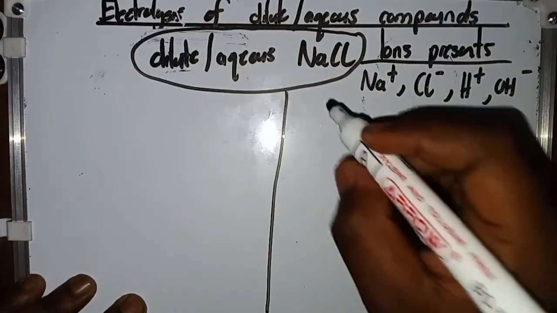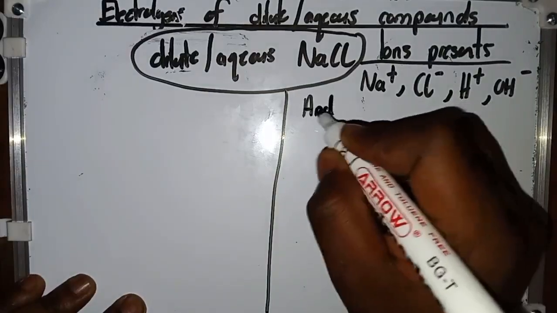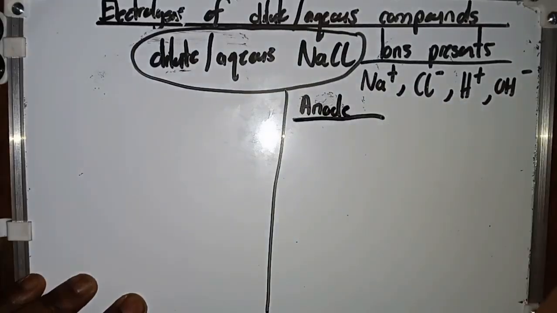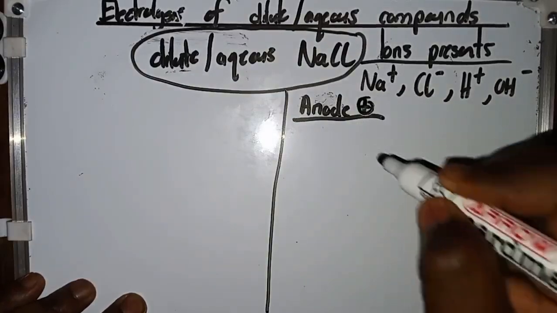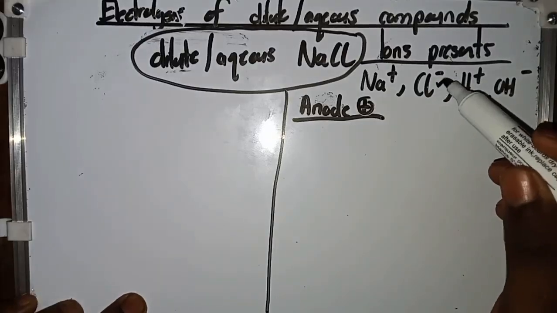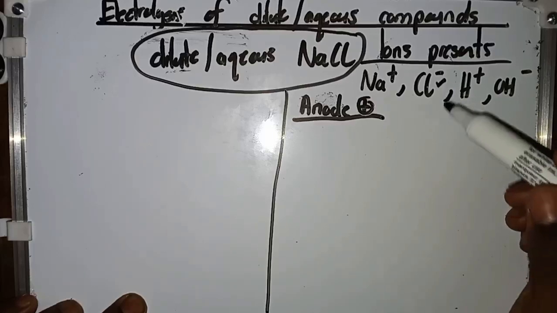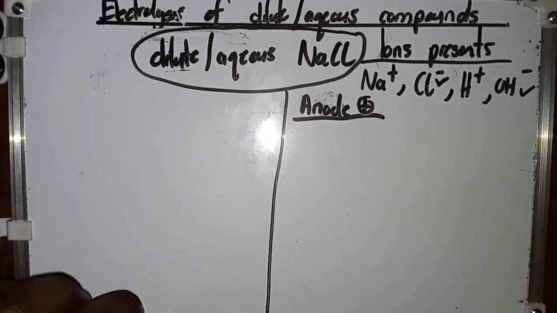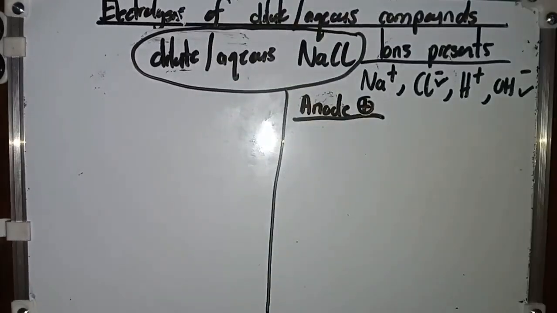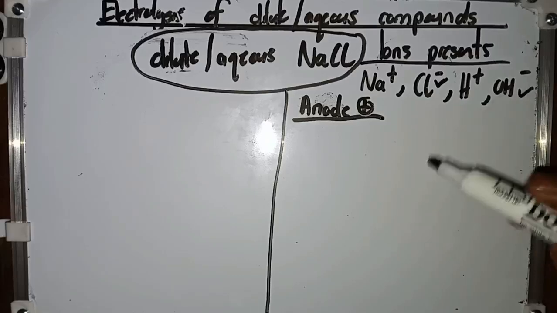Going to the anode equations. The anode electrode is the positive, so it attracts the negative ions. Which negative ions do we have? We've got Cl- and OH-. But only one ion is discharged. Only one ion is discharged. But which one now? Which ion is the one which is going to be discharged?